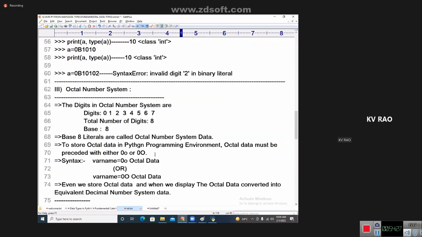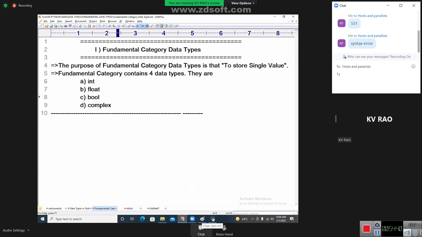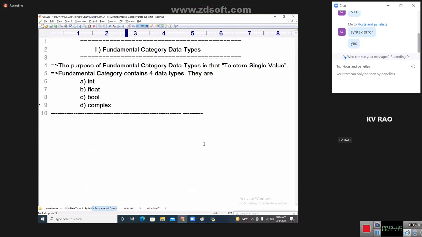So which data type does this come under? The int data type I am talking about. Is it clear, my dear students? Is the int data type clear? Under fundamental data types, int is over.